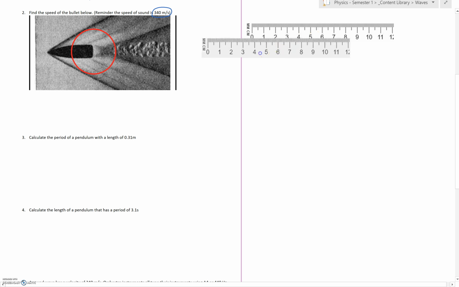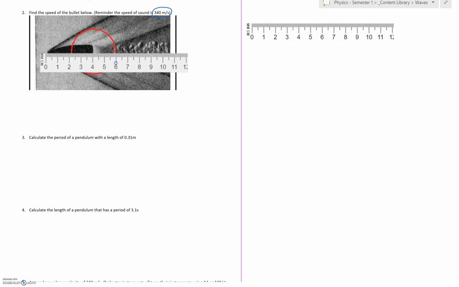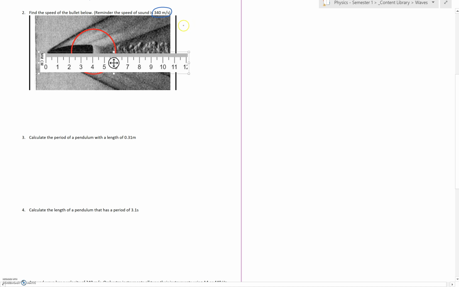I also copied over this little ruler. I just Googled image search rulers, okay? And I'm going to measure the distances here. I'm going to start with the distance of the bullet. So remember, we have these formulas, the distance of the bullet divided by, actually I did it a little differently.